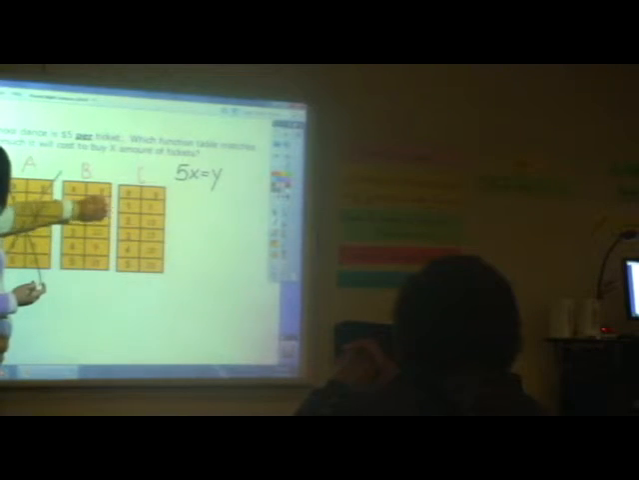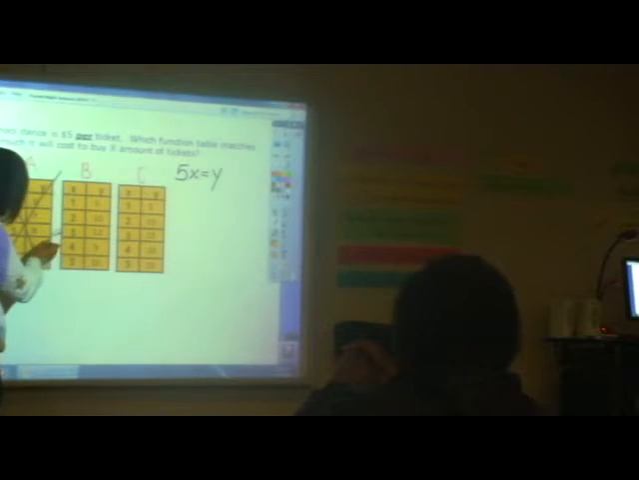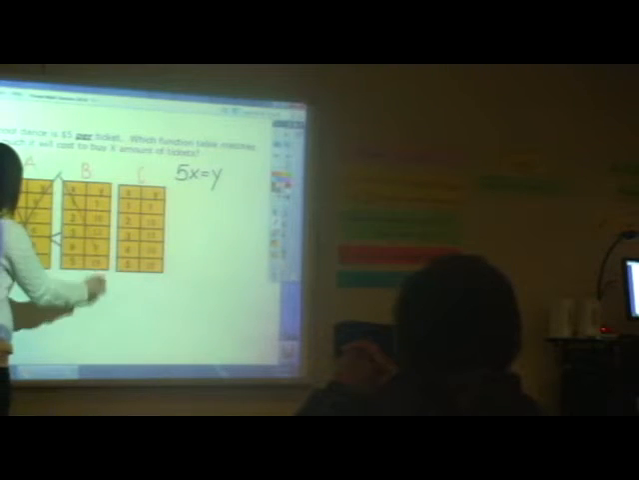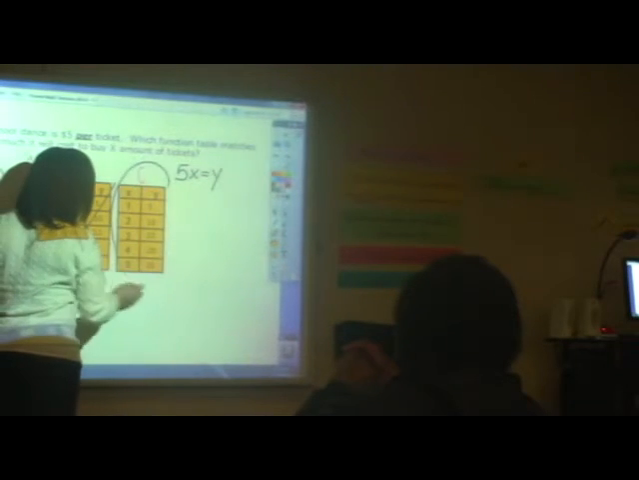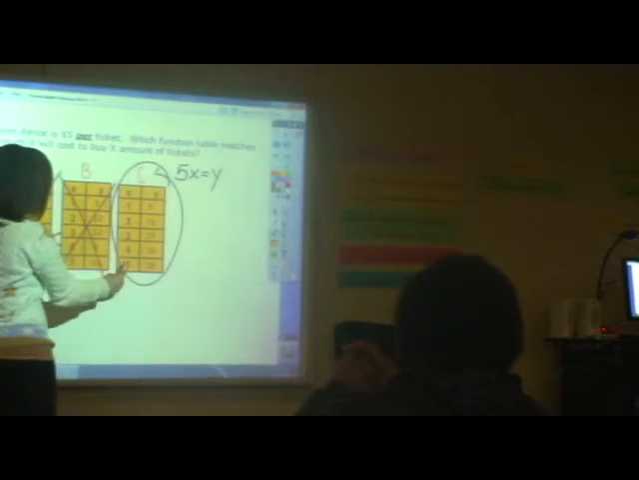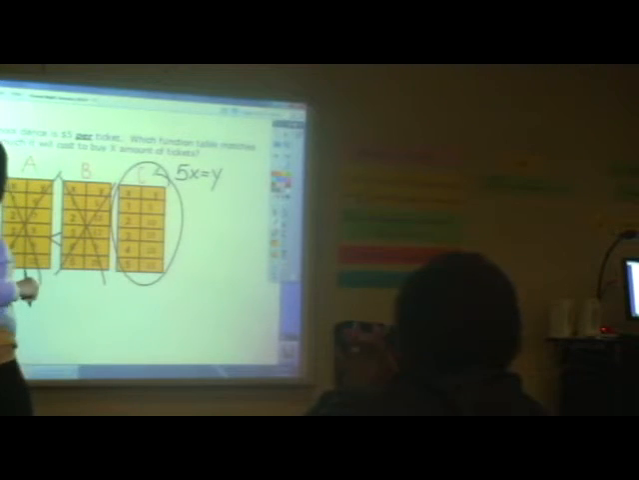I like to tell my kids, this tells the difference between the lazy child and the child that perseveres. It's like, oh, it works, I'm done. But if you would have gone far enough, it doesn't work for those two. So C is the only one that tells me if I buy X amount of tickets, this is how much I'm going to pay.